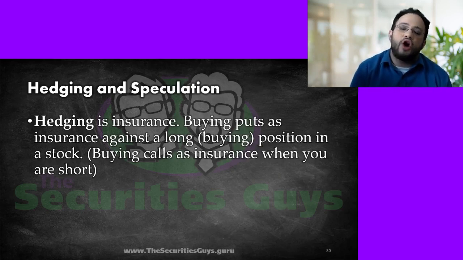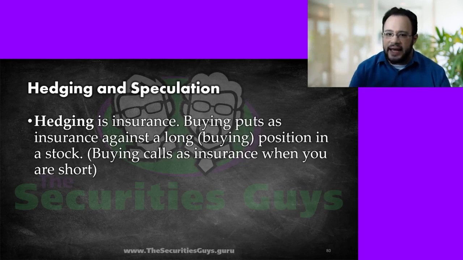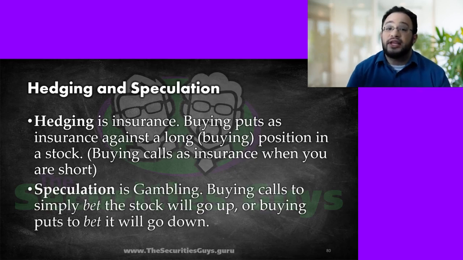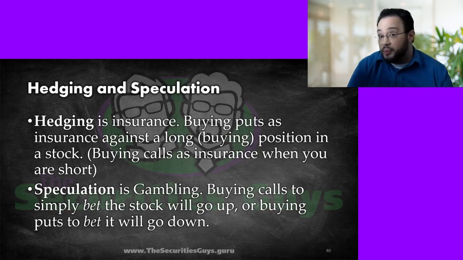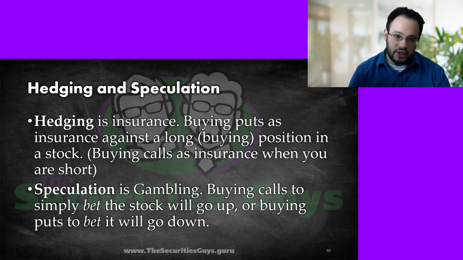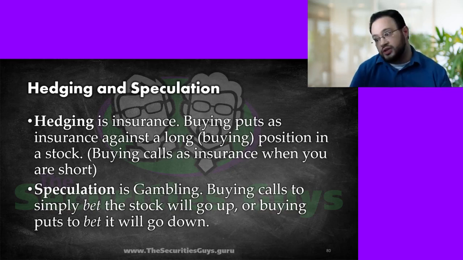You could buy a call when you're short. We're going to get again into that. The questions on hedging are much more on buying puts when you're long than dealing with calls when you're short. Speculation is gambling, betting. Buying calls to simply bet the stock is going to go up, not because you have some reason and you're using it as protection. Or buying puts to bet the stock's going to go down, not because you're actually long and using it as insurance. You just think the stock's going to go down, so I buy a put. I'm betting it's going to go down.